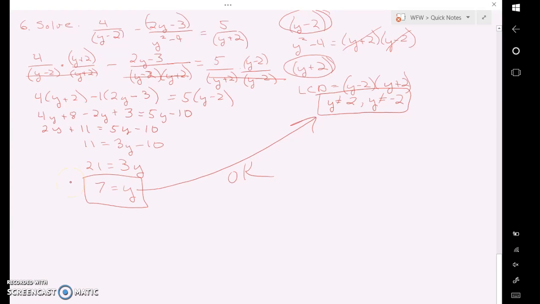And just for fun, let's go ahead and check it. So plugging in 7 for y everywhere, we have 4 over 7 minus 2, which is 4/5, minus 2 times 4 minus 3, which is 8 minus 3, is 5 on top. 7 squared is 49, minus 4 is 45, and that should equal 5 over 7 plus 2, which is 9.